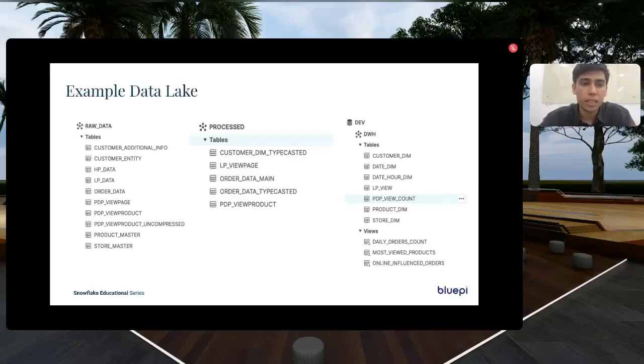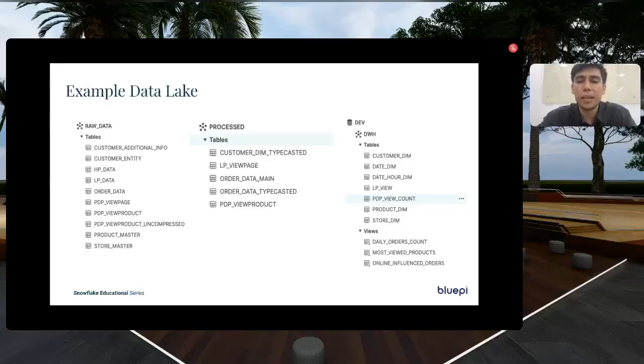DWH, processed, and raw data are the names of the schemas. You can consider these as the three zones that I've created. Raw data is the data that is coming directly onto Snowflake, unprocessed. From raw to processed, the number of tables is also decreasing, as I'm doing some transformation.